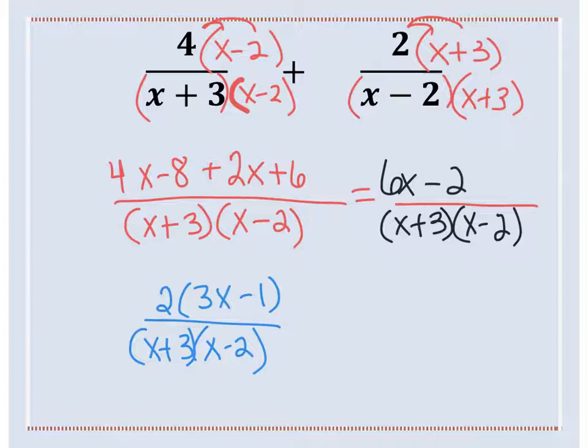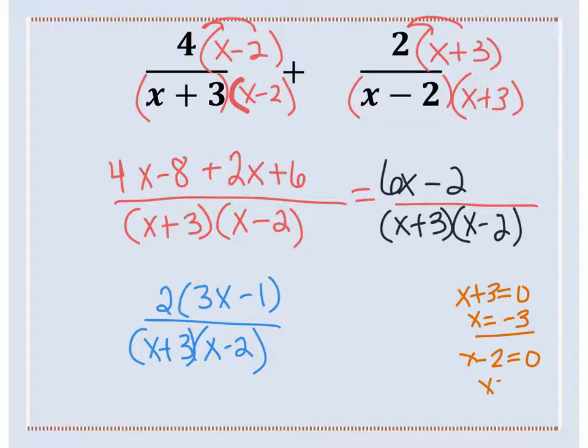But one thing we have to talk about is domain restrictions. In our original problem, we have an x plus 3 on the denominator and an x minus 2 on the denominator. These cannot be equal to 0. If they are equal to 0, this is a domain restriction since we cannot divide by 0. So one thing I have to remember to do is to take each of my denominators that have an x and set it equal to 0. Okay, so x cannot be negative 3.